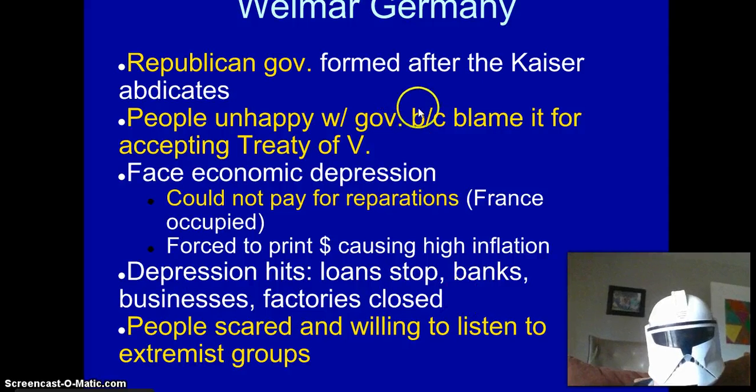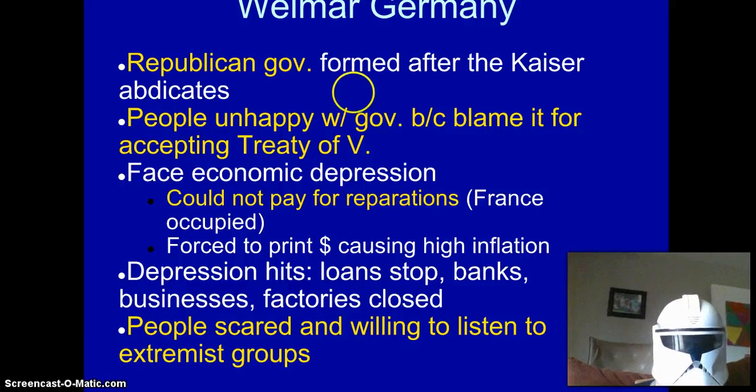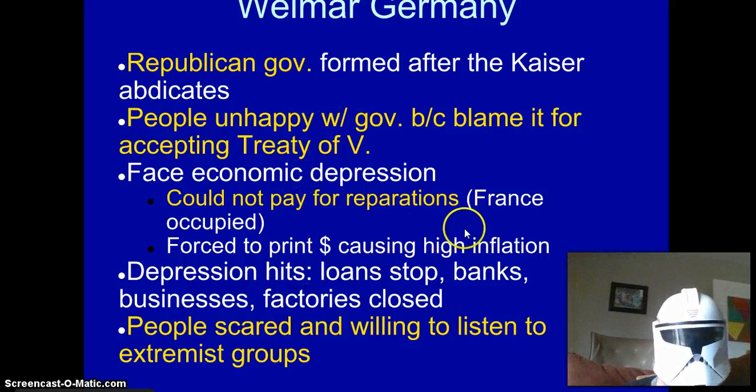A republican government formed after the Kaiser abdicates, but they don't like it because it accepted the Treaty of Versailles. The German people didn't want to have to do it because they weren't the ones that started the war, even though they're the big political and dominant military powerhouse. They faced economic depression as they could not pay for reparations, and France occupied the Ruhr.